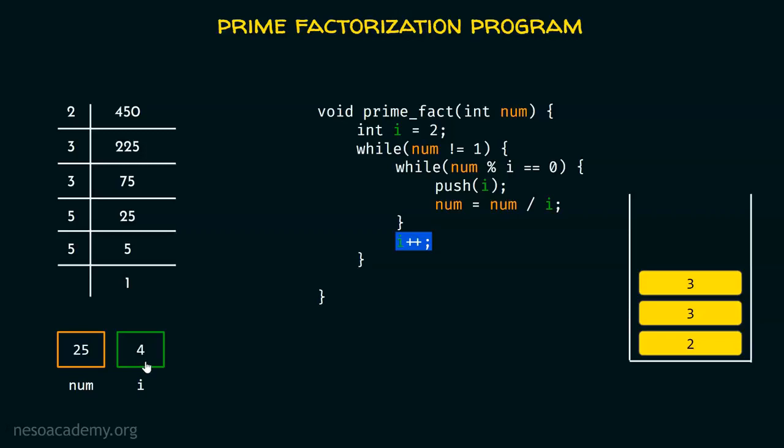I becomes 4. 4 is a composite number, right? Let's continue. Let's check whether num is equal to 1 or not. You can see that num is not equal to 1. Therefore, we can continue. Here again, we will check.